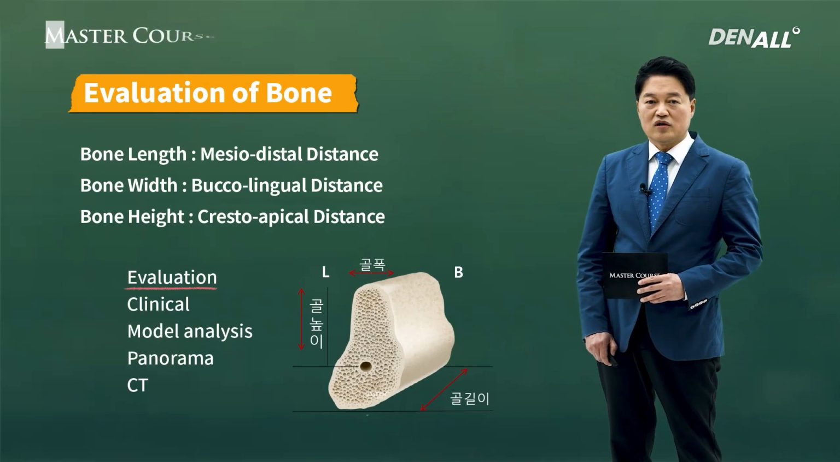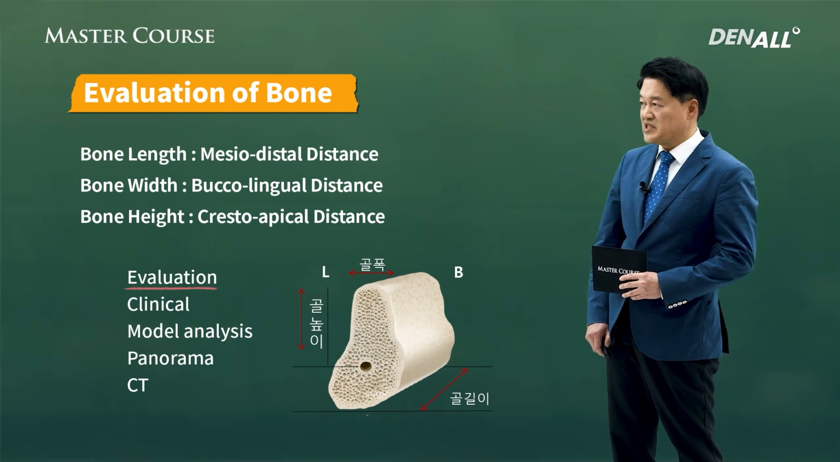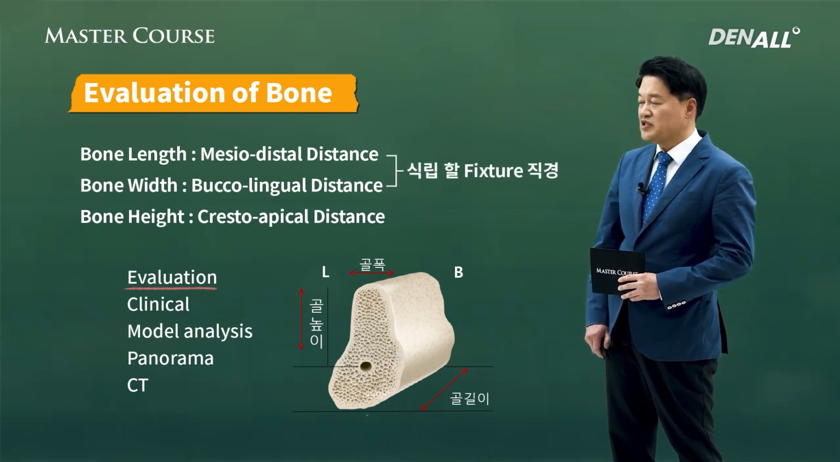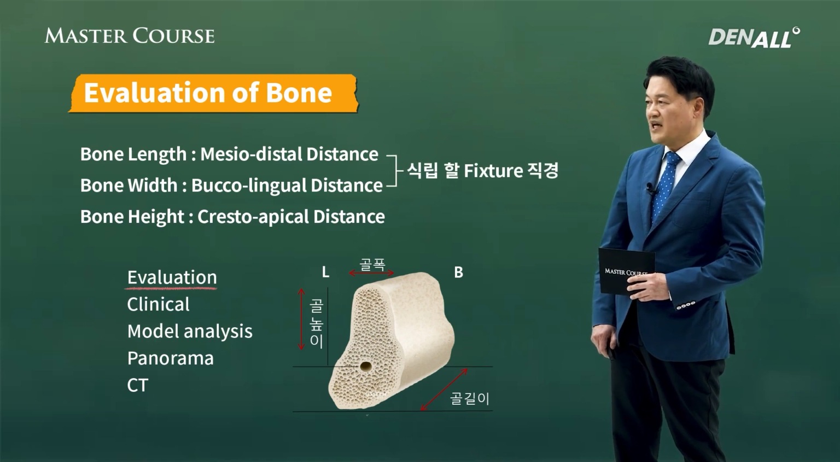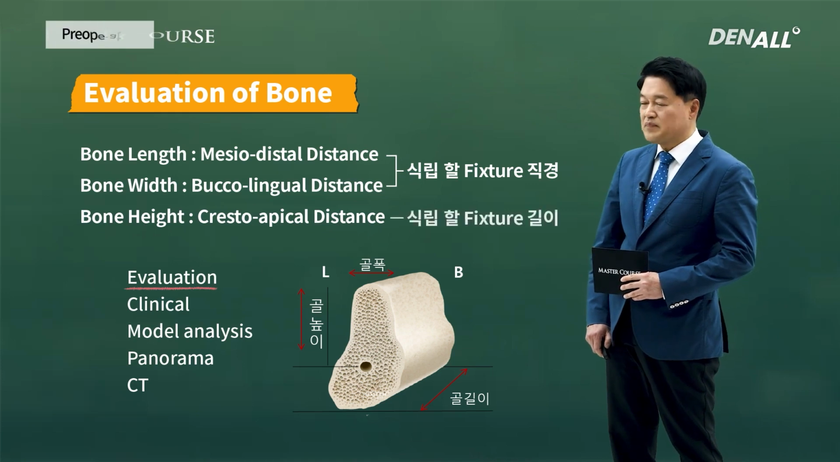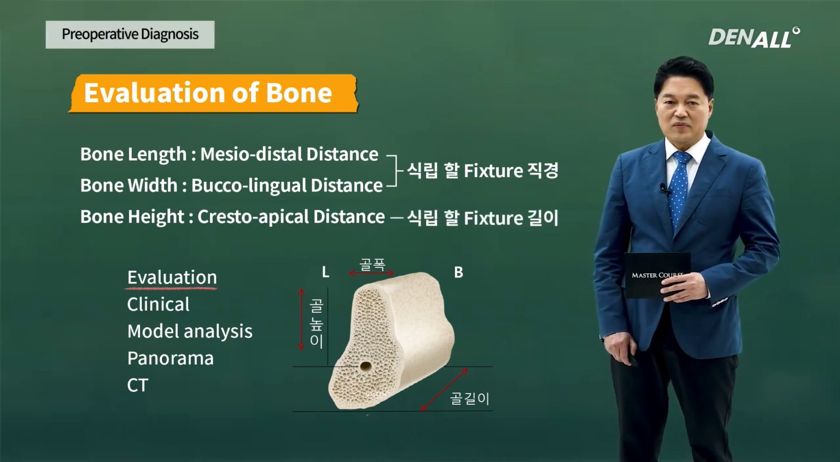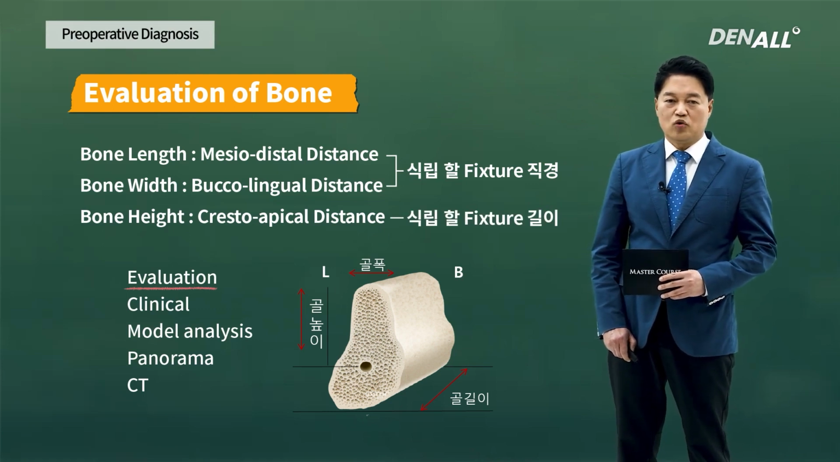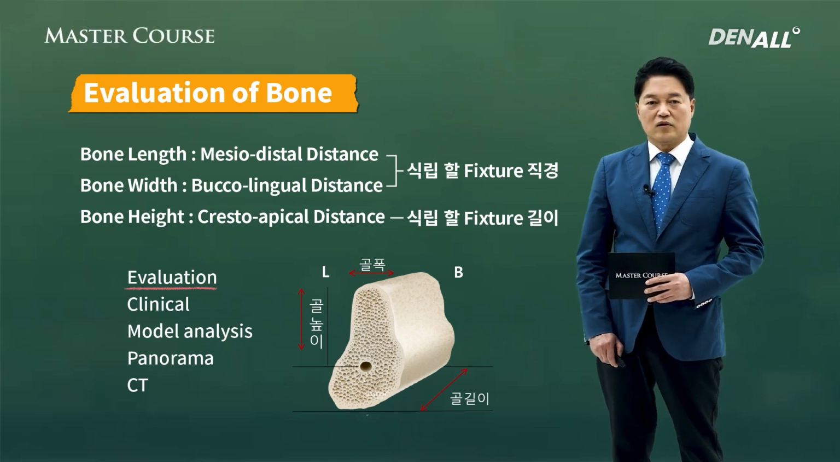When you evaluate bone, 3 factors need to be considered: bone length, the mesiodistal distance; and bone width, the buccal lingual distance. These 2 determine the diameter of the fixture to be placed. Bone height, the crestoapical distance, is used to determine the length of the fixture to be placed. So this information is gathered through clinical image or panoramic image, CT, and we use it to evaluate bone.